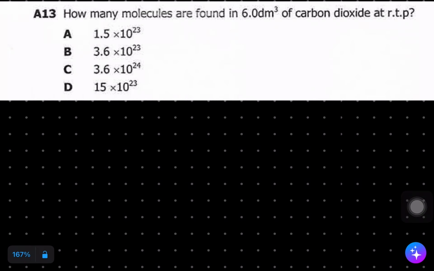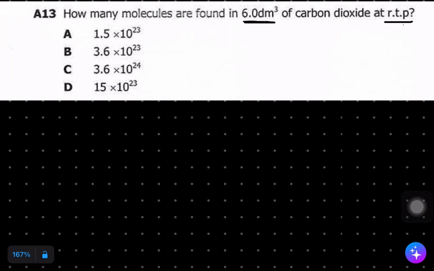So whenever you are asked how many atoms or how many molecules can occupy, you are working with Avogadro's constant. Always take note. In our case here, we are given RTP and a volume. How many molecules are found in 6.0? So 6.0 here is the volume, and we are given the standard, RTP. We are working with gases.